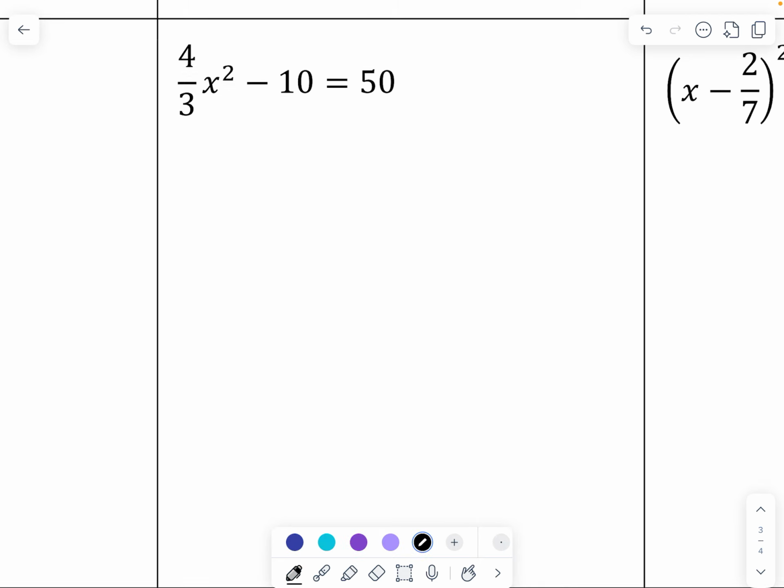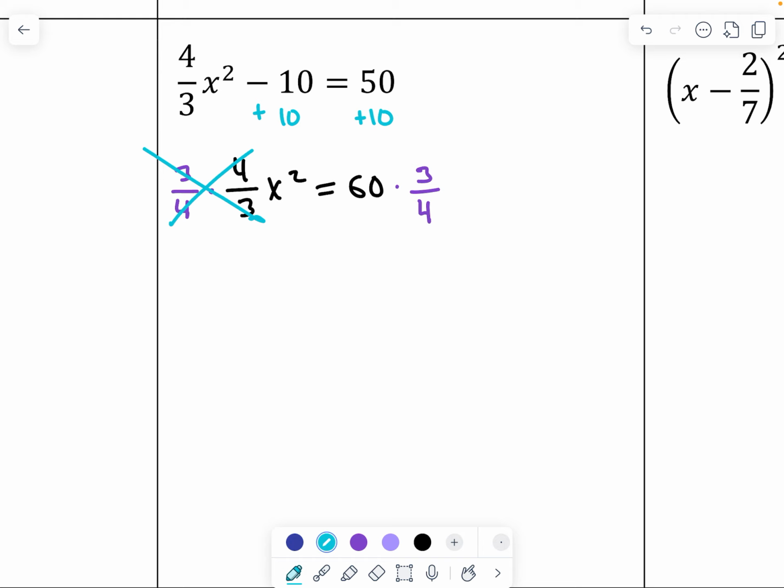Here, our first move is going to be to add 10 to both sides. So we have 4/3 x squared equals 60. Okay, good. Let me give a little more explanation about this fraction situation here. If I want to get rid of a 4/3, I can multiply by its reciprocal, right? That's why we multiplied both sides by the reciprocal, because the 4s will cancel out and then the 3s will cancel out. That's why it works.